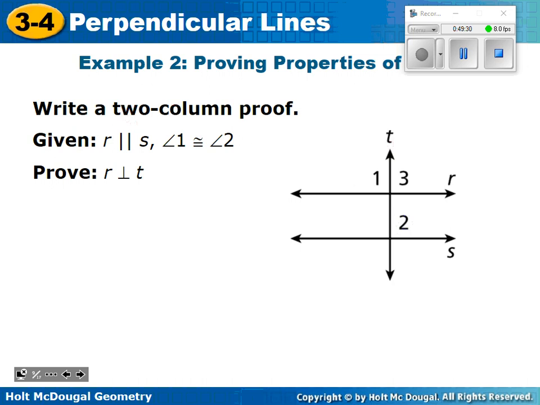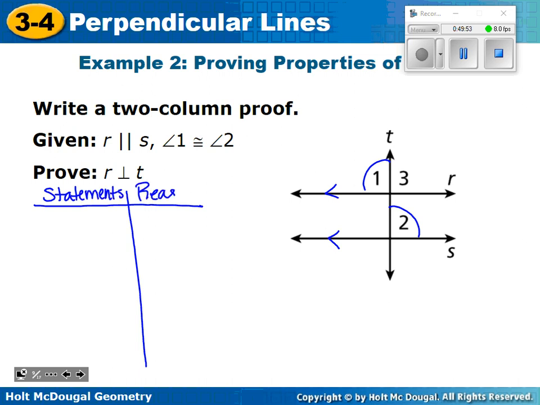Okay, write a two-column proof. Given R is parallel to S and 1 is congruent to 2. First thing I would do is mark my picture. R is parallel to S, 1 is congruent to 2. Then I would start writing my proof. Statements and reasons. You've got a box over there to the right, I believe. Write down your given. R is parallel to S. Given. Okay, stop there. If R is parallel to S, what is something we could say?